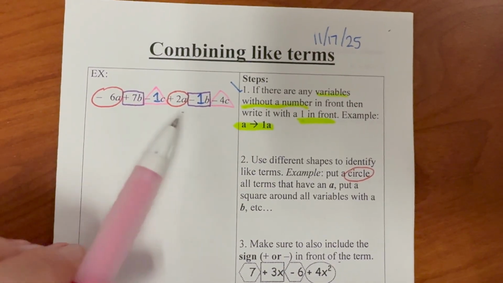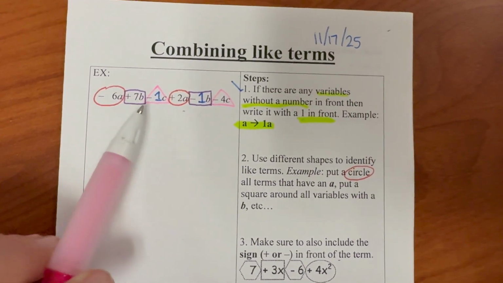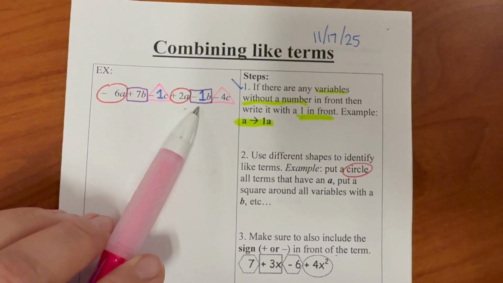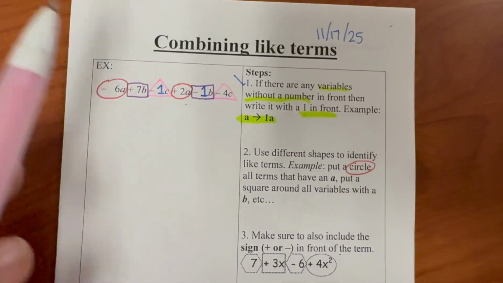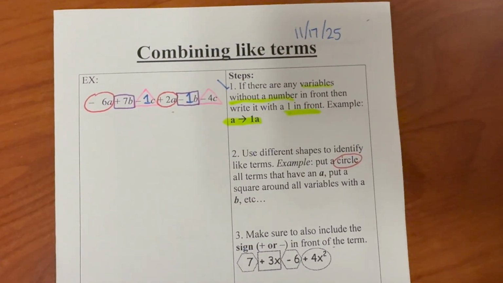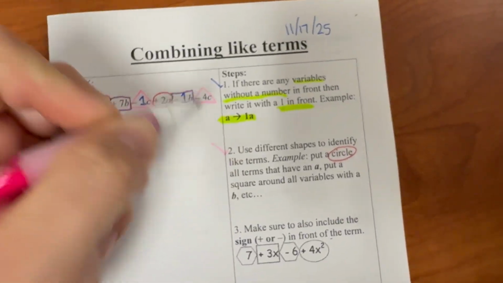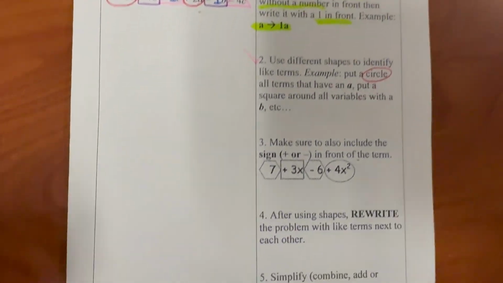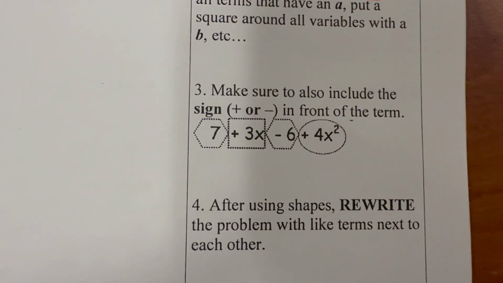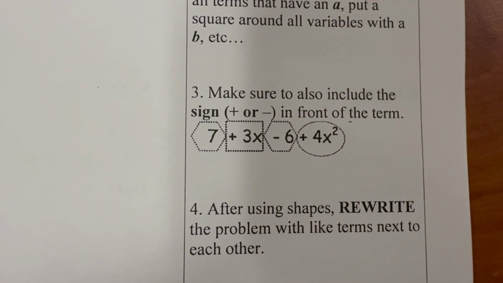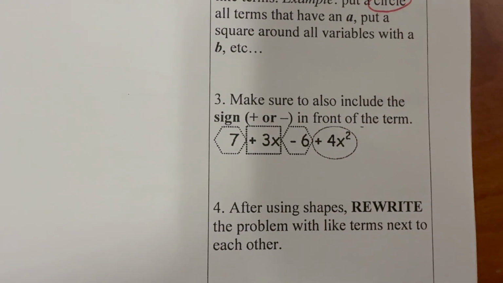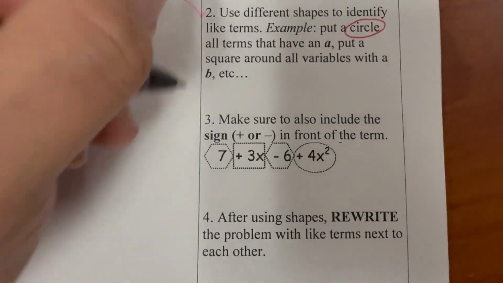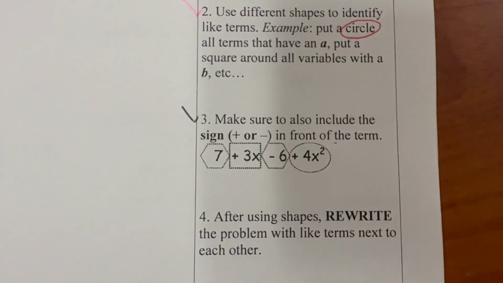So now we can see that the different shapes are the different like terms. So all of our circles we want to have with each other, all of our squares we want to have with each other, all of our triangles we want to have with each other. All right, step 2 is done. Go ahead and check that off. All right, step 3. Step 3 says make sure to also include the sign plus or minus in front of the term. We did do that, so go ahead and check off step 3.